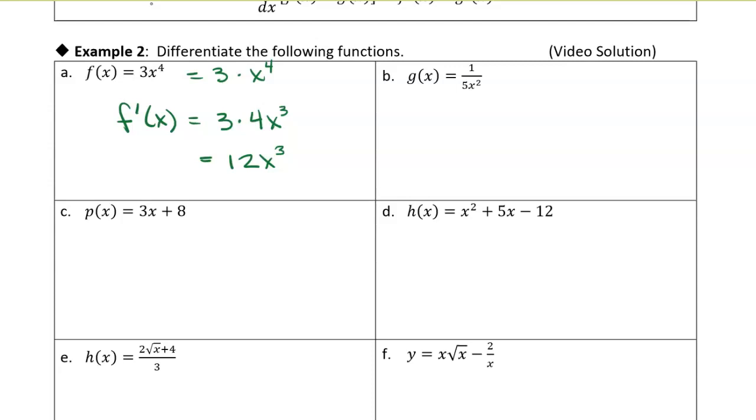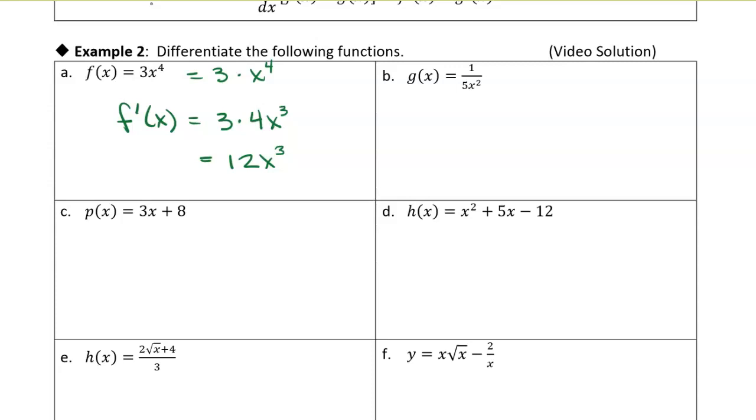It only works for sums and differences, where the derivative of a sum is the sum of the derivatives, and the derivative of a difference is the difference of the derivatives. It doesn't work with products. So if you have a constant multiple times a function, you just take that constant multiple times the derivative of the function. All right.